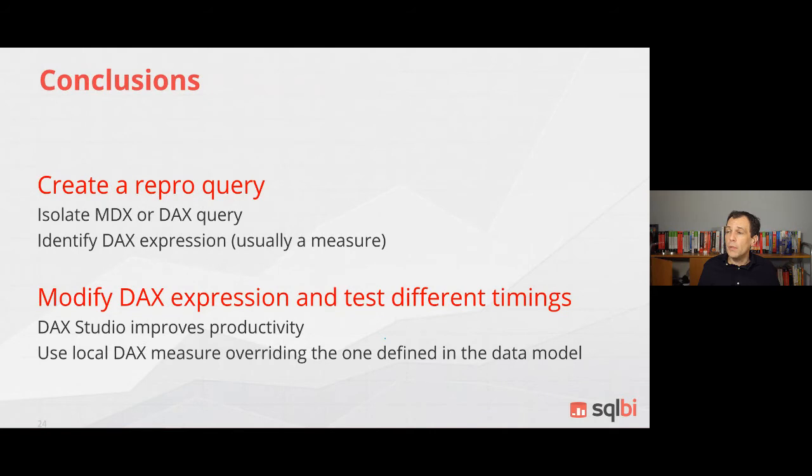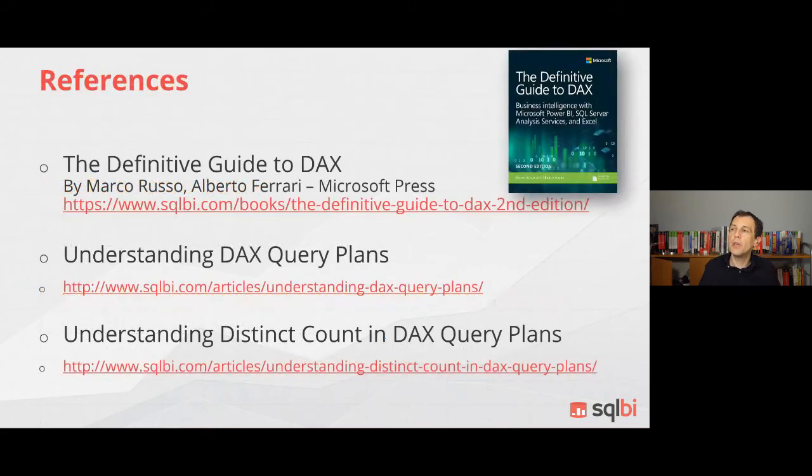So when you have a performance issue, first check which is the visual that is slowest. Within the visual, check which is the measure that is slower compared to other measures. Create a query that reproduces the problem, so you narrow the problem to something smaller to analyze, and then you start testing different implementations of the DAX expression for the measure and finding out if you obtain better timing.